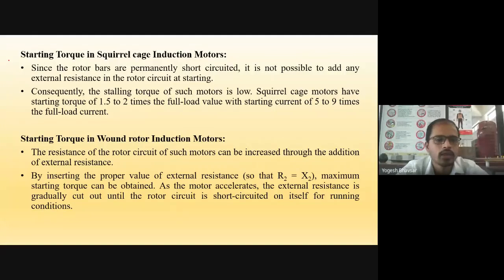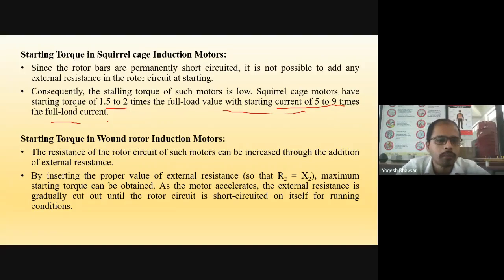As a result, the starting torque is much lower for the squirrel cage type motor, about 1.5 to 2 times the full load value. And with respect to that, the starting current is 5 to 9 times the full load current. Starting current हे जास्त असतं कुठल्याही मोटरला घेतलं, सुरुवातीला जास्त करंट घेते, नंतर ते करंट लिमिट होते.